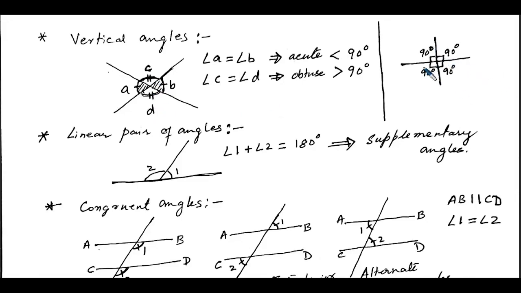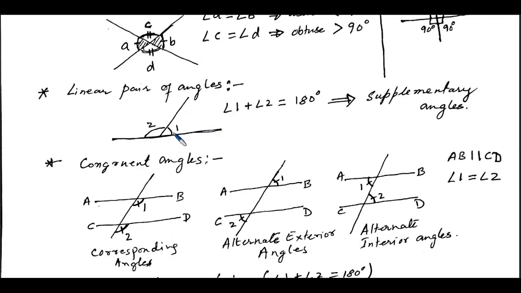Here, of course, it is perpendicular, so all opposite angles are equal. Linear pair: we have studied that if you have a straight line and there is one arm going out at an angle, angle 1 plus angle 2 will always be 180 degrees, and these are also called supplementary angles.